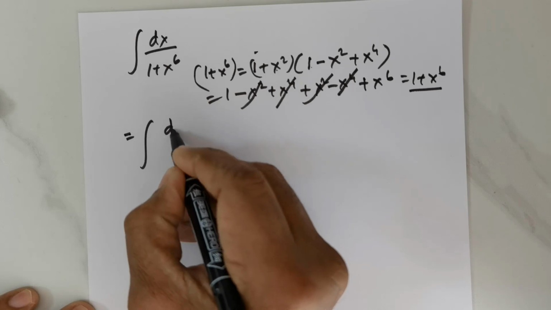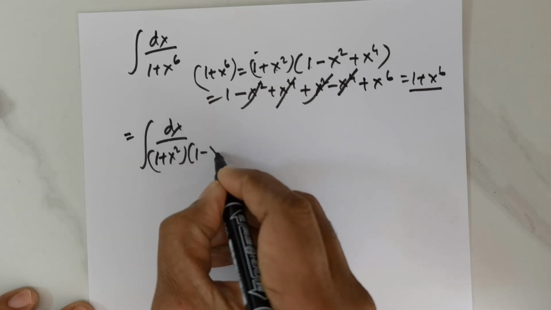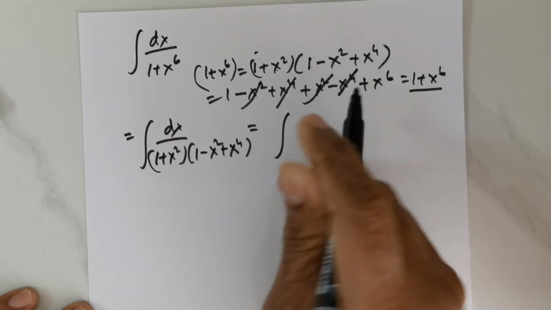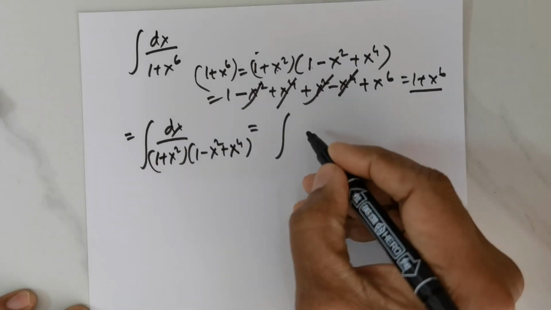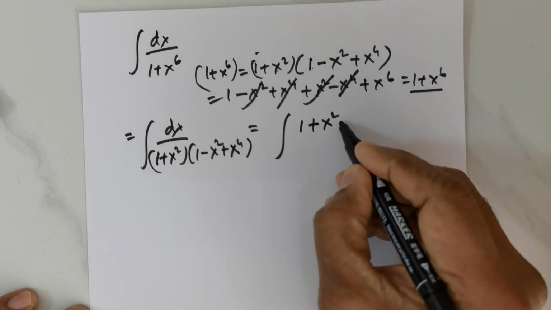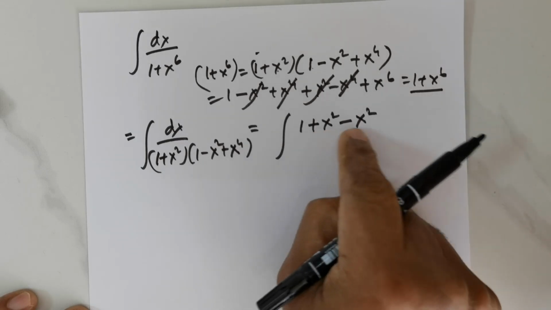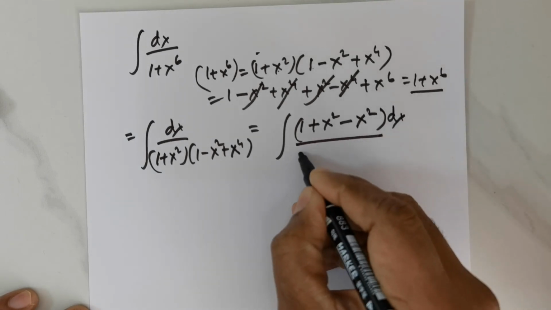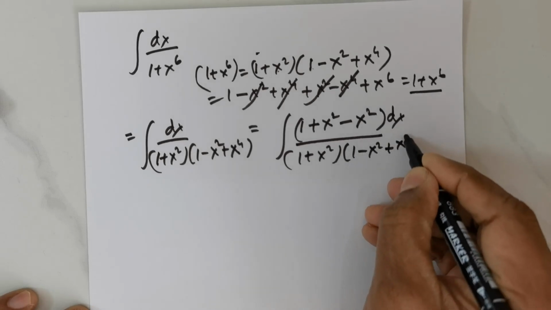So this is rewritten as dx divided by (1 + x^2)(1 - x^2 + x^4). Now what I wish to do is get rid of this. So to get rid of this, I would just add a 1 + x^2 there, but I would have to remove this x^2 out. So I'm going to place this like this: add x^2, subtract x^2, and multiply with dx divided by (1 + x^2)(1 - x^2 + x^4).